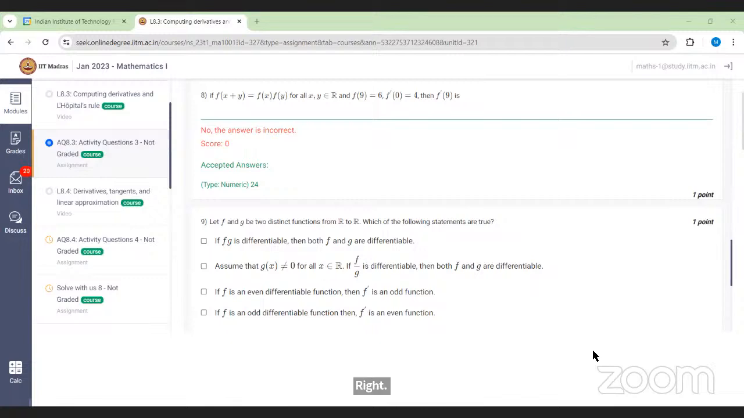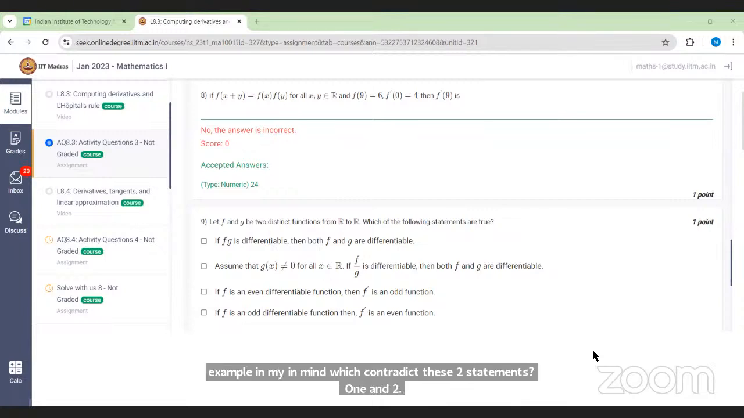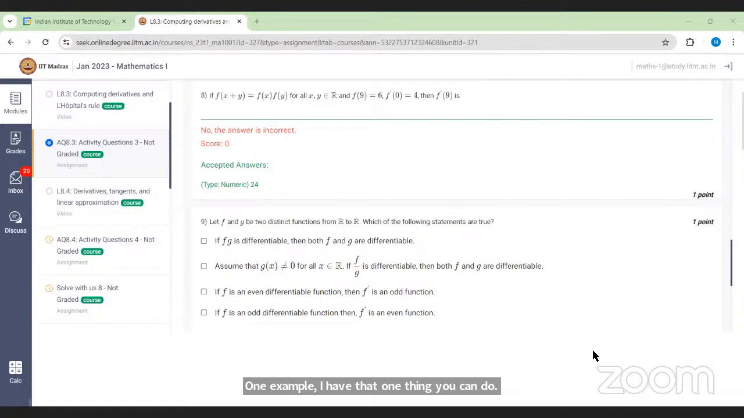That's why I want to ask you: do you have any other example in mind which contradicts these two statements, 1 and 2? One example I have is that you can take f to be the constant 0 function, and take g to be any discontinuous function. Then the multiplication becomes a constant function, and the division also. That's true, but of course that's a trivial example. Other than that, I'm not sure.